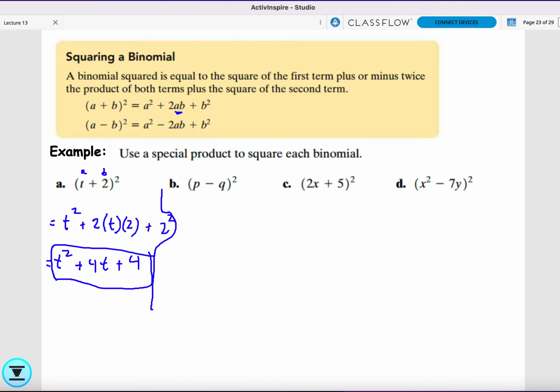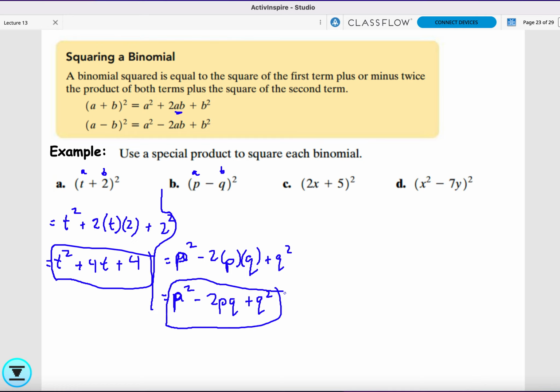So that's how we use the formula. So now (p minus q) squared. So this is a, this is b. Remember, it's equal to a squared minus 2 times a times b plus b squared, which is q squared. So then, which is just a squared, p squared, minus 2pq plus q squared. So we're not foiling, we're not box methoding it, we're using these formulas here.